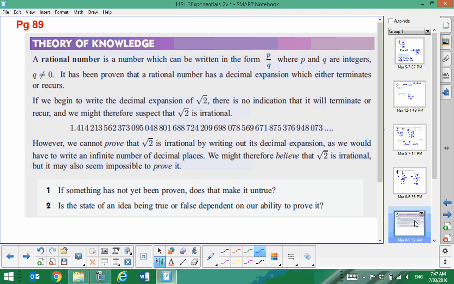This part on the theory of knowledge, we're going to actually talk about that in class and look at how we can talk about that whole thing, the concept of proving and how do we prove something, or can we not prove it, or can we, and do we believe it if we can't prove it.